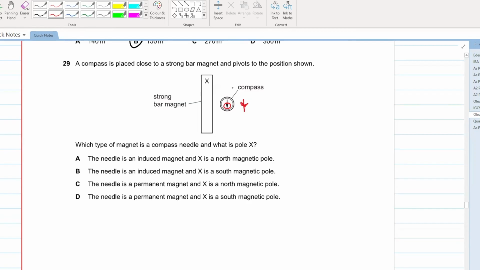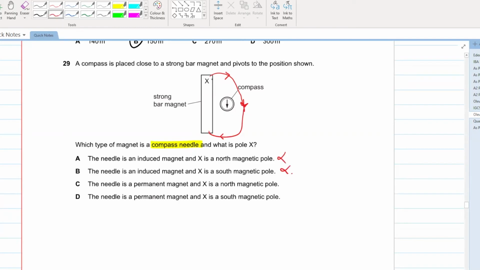That means the direction of the magnetic field is this. This can only happen if the magnetic field lines are originating from point X and are going inside this point. First of all, you need to realize that the needle of a compass is made from a permanent magnet. Option A and B will get cancelled out.